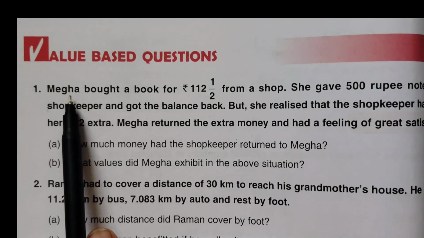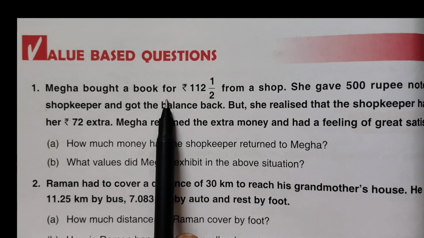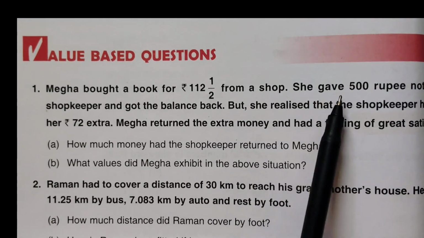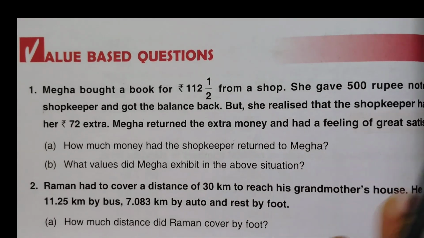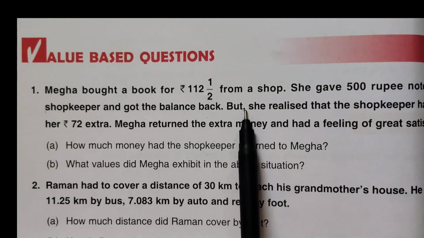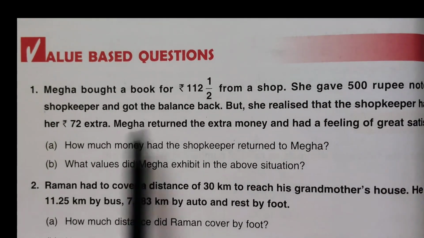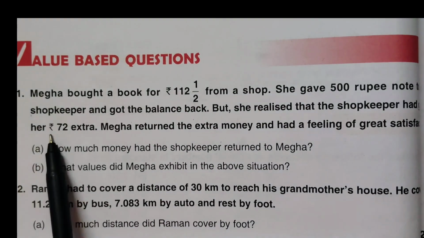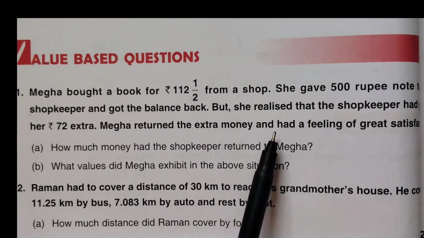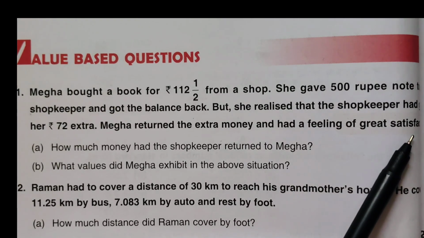Question number 1. Megha bought a book for rupees 112 and a half from a shop. She gave a 500 rupee note to the shopkeeper and got the balance back. But she realized that the shopkeeper had given her rupees 72 extra. Megha returned the extra money and had a feeling of great satisfaction.